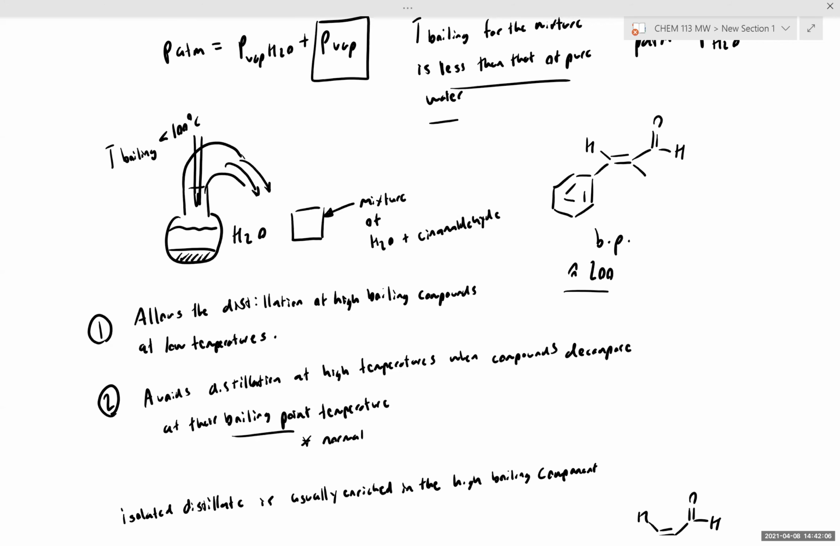Does this theory make sense to everyone? Does everyone see how steam distillation works and when it is applicable? Any questions?